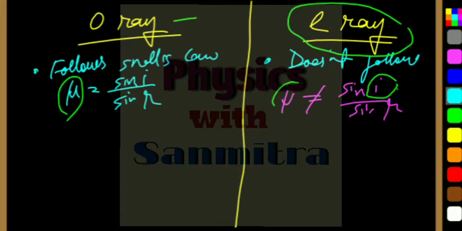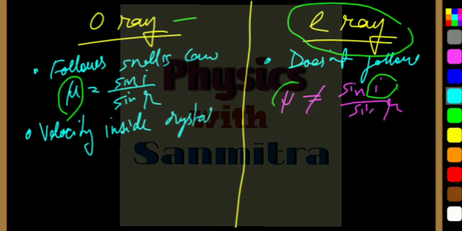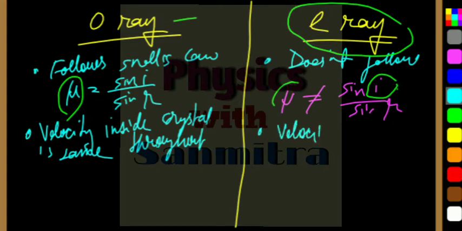Okay, now velocity inside the crystal is the same throughout for the O ray, but velocity for the E ray is not the same. I'm just writing velocity is not the same.